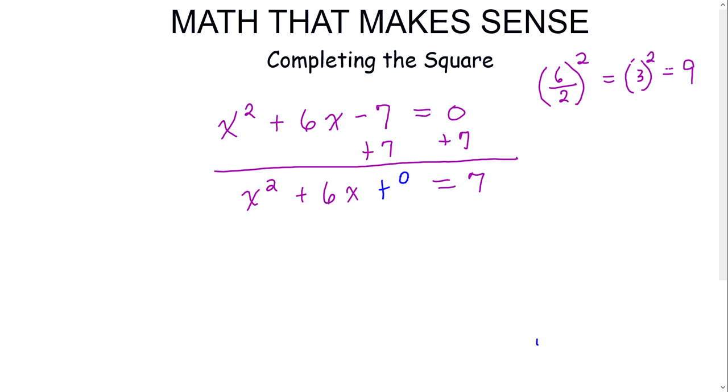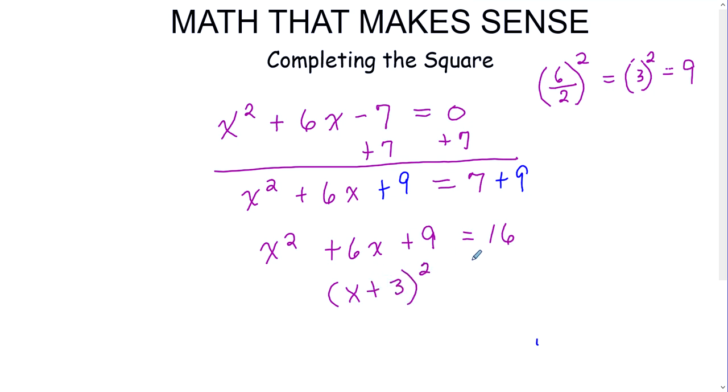What I do to one side of the equation, you have to do to the other. So our equation is now x squared plus 6x plus 9 is equal to 16. Well, now I've done it. I've created a perfect square on the left side. So it's going to be x plus 3 times x plus 3. So that's x plus 3 squared is equal to 16.